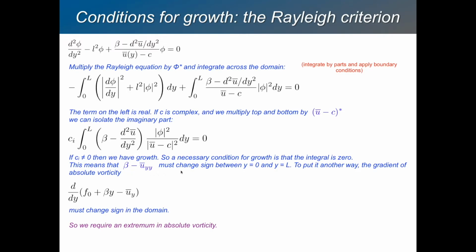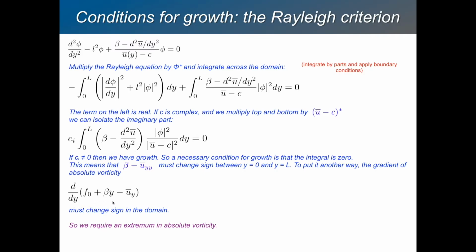Okay? So what we have discovered then is that this term, which can be written like this, d by dy of the absolute vorticity of the background flow, must change sign somewhere in the domain. So this is a necessary condition for this integral to be 0, which is a necessary condition for this phase speed to have an imaginary part, which is a necessary condition for instability. So this is a necessary condition for instability. This is the Rayleigh criterion for instability. This must change sign somewhere in the domain, right?